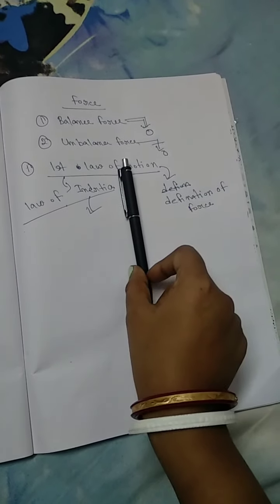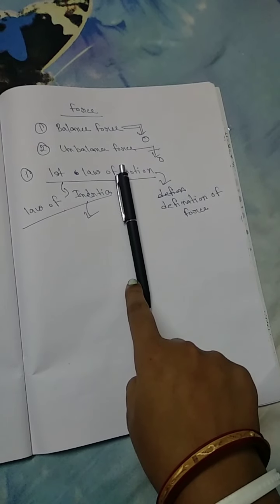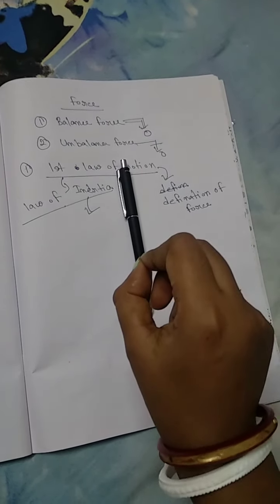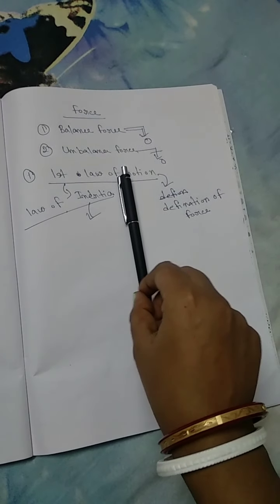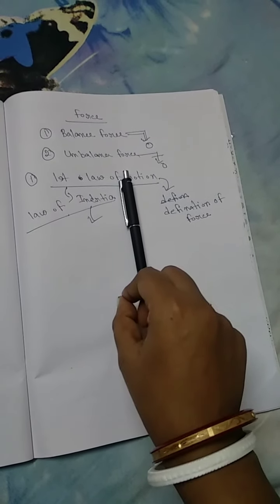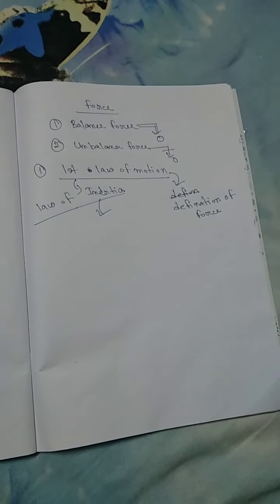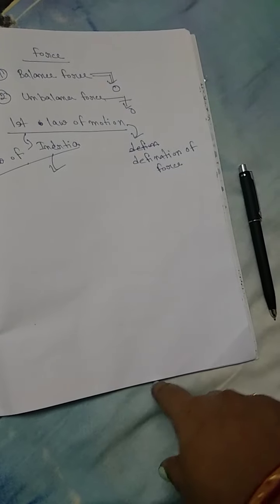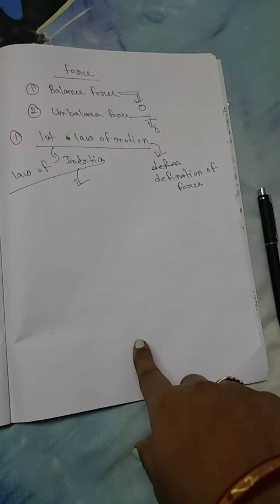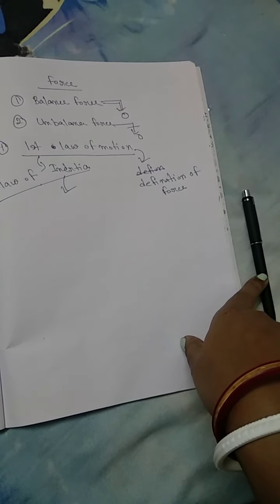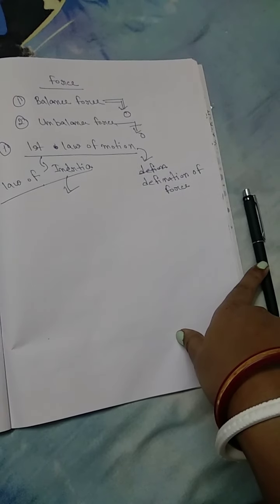When I am applying a force on this pen, the pen first tries to resist my force, and this force applied by the pen in the direction opposite to the force applied by me is called inertia. Okay. So when I apply the same force on the copy and the pen, the copy is not moving. Why? This copy has much more inertia than this pen. Why? Because the mass of the copy is greater than this pen.